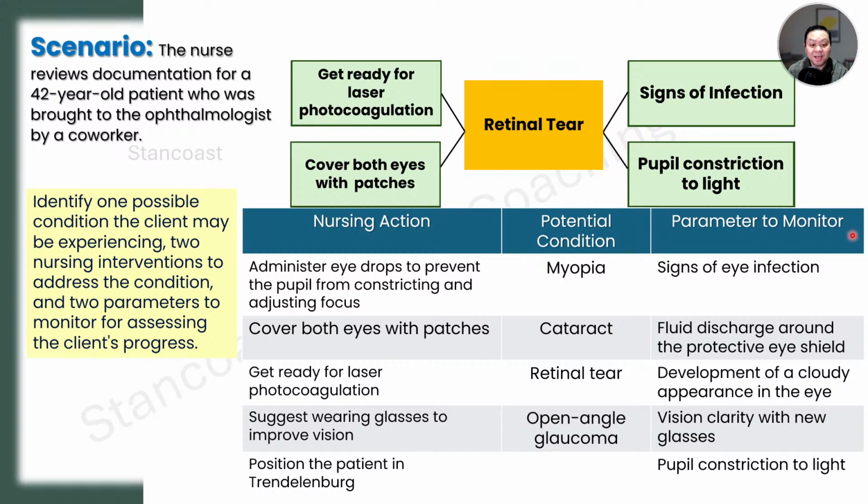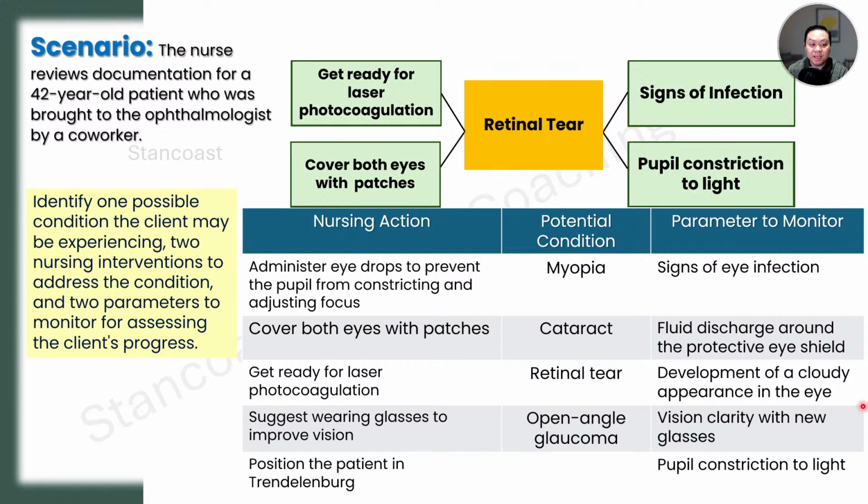Now, why not fluid discharge around the protective eye shield? Why is this not the selection? Because this is more relevant in post-surgical cases like cataract surgery, or when there is an issue of infection after another set of invasive procedures. But this is not something that you will be monitoring for this case.